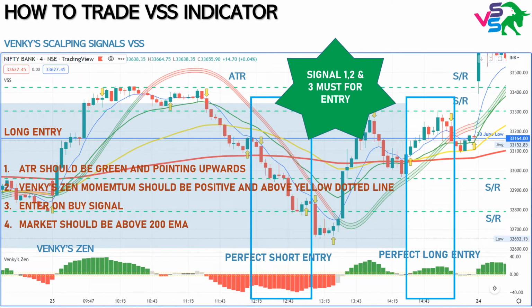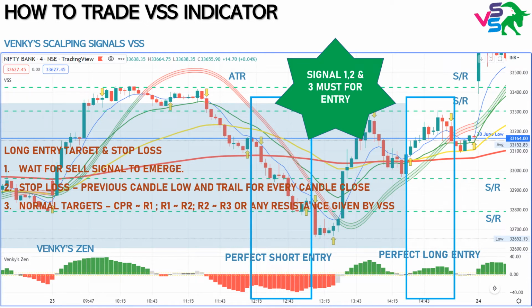Long entry: ATR should be green and pointing upwards. VENKY'S Zen momentum should be positive and above the yellow dotted line. Enter on the buy signal; the market should be above the 200 EMA. These first three signals are a must for entry. Do not enter the market even if one signal is not available. The market will be there tomorrow also, don't enter in FOMO; wait, the right signal will come. You can come to the market tomorrow only if you save your capital.